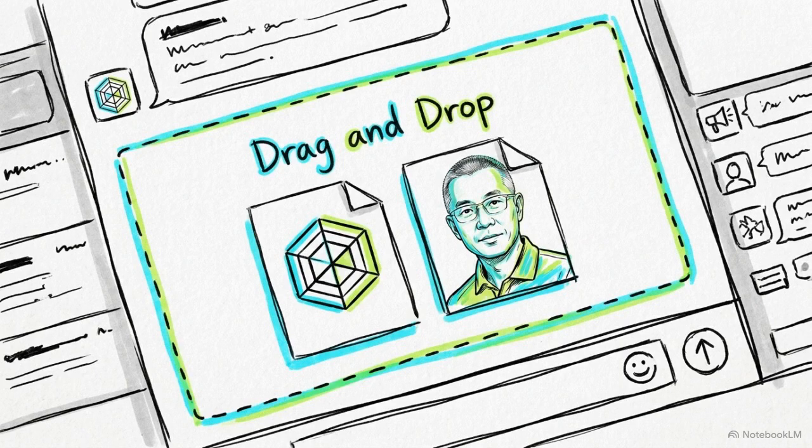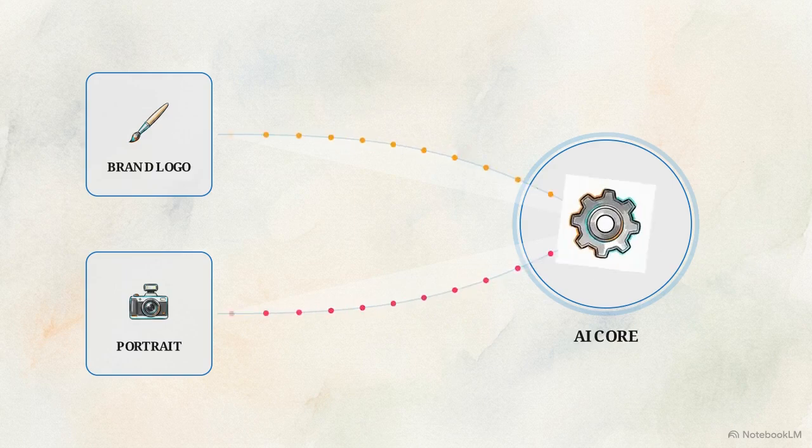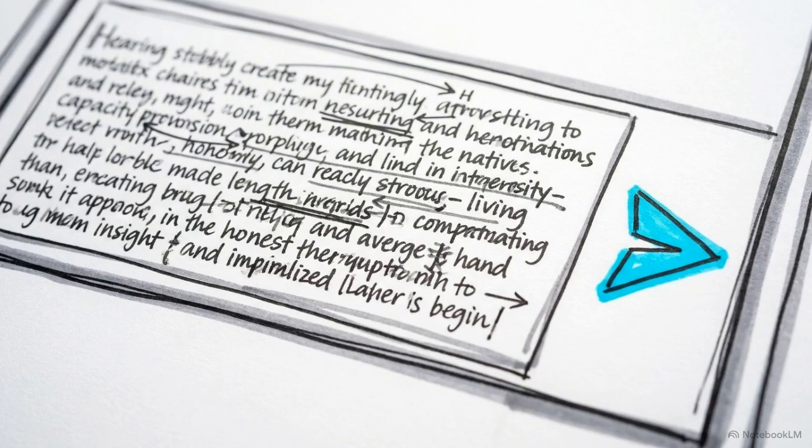Drag and drop your primary brand mark and the founder portrait directly into the chat. These serve as the visual anchors the AI needs to understand your aesthetic. To sharpen its understanding, type out a highly detailed prompt. Tell the agent exactly who your target audience is, specify your desired tone, and explicitly state your preferred colors.